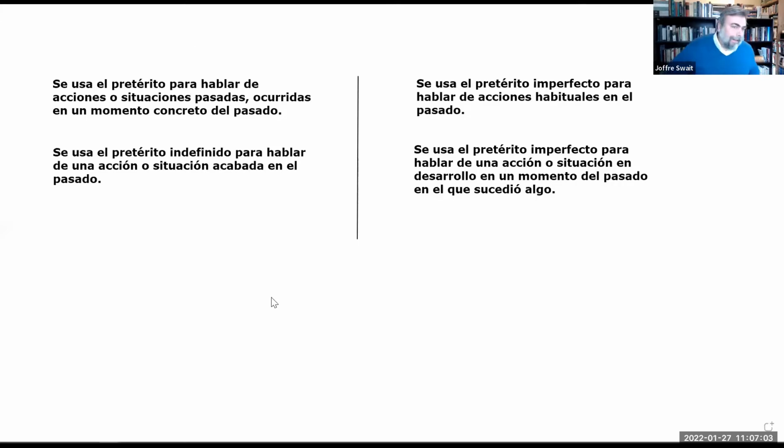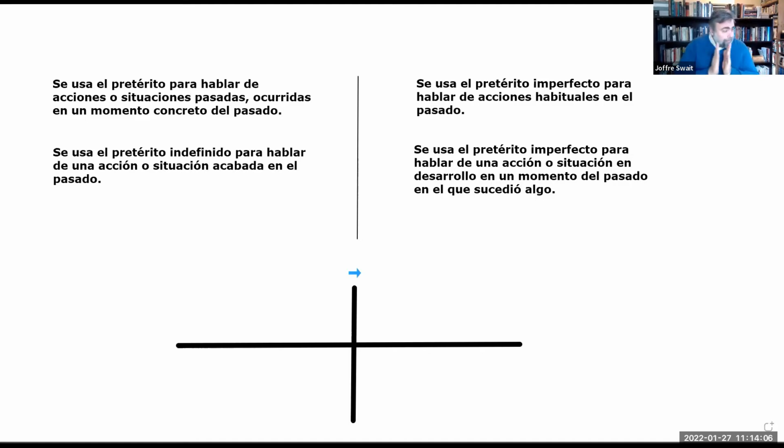All right, so on the left are explanations of how to use el pretérito. Y a la derecha está una explicación de cómo utilizar el imperfecto. Ok, primero, yo voy a hablar del pretérito. Vamos a hablar del pretérito.